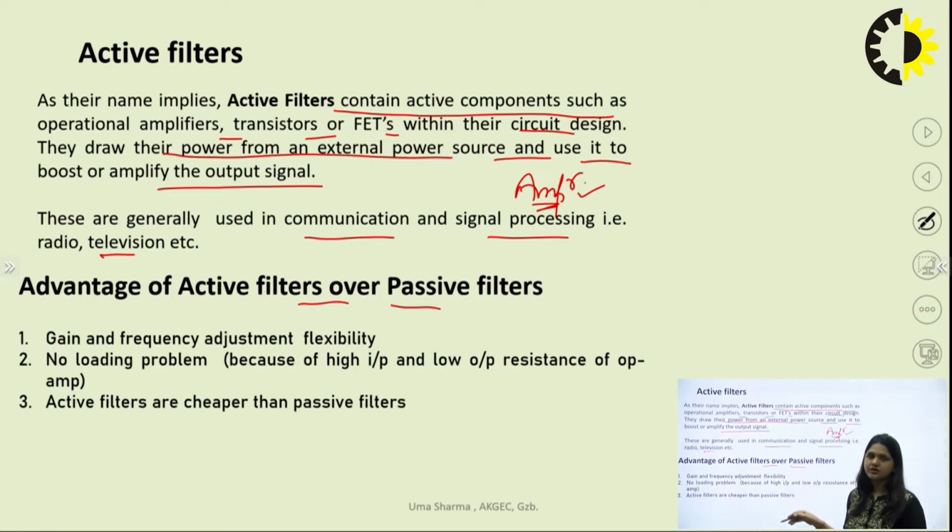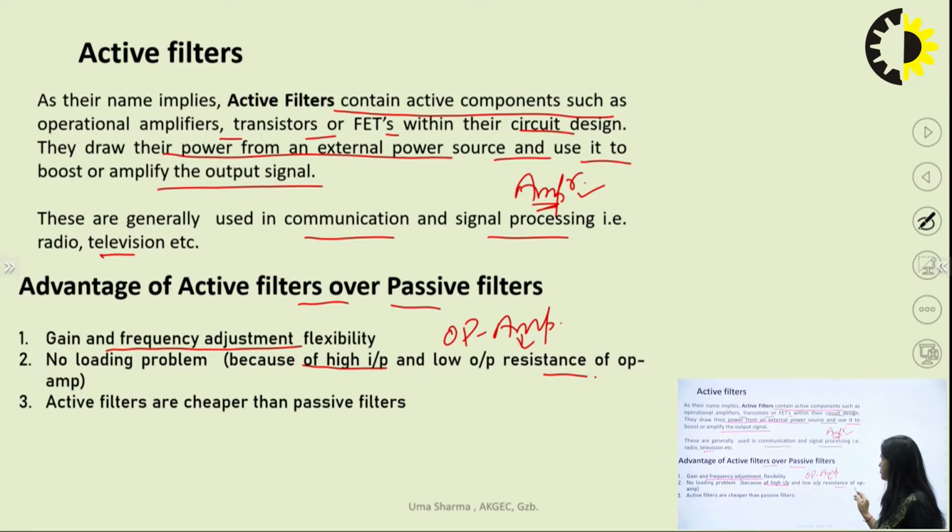In case of active filters, we can vary the gain just by changing the value of R, R1, R2. So the gain and frequency adjustment is very flexible in case of active filters if we compare it with the passive filters. Here I am just talking about the use of op-amp. You are already aware that op-amps have very high input impedance and very low output impedance. So if we are using op-amp in the circuit, there is no loading problem in active filters.